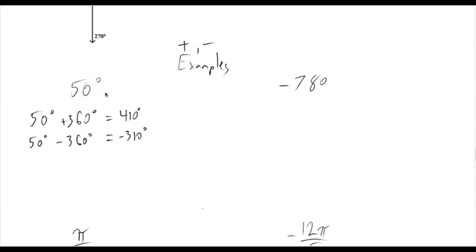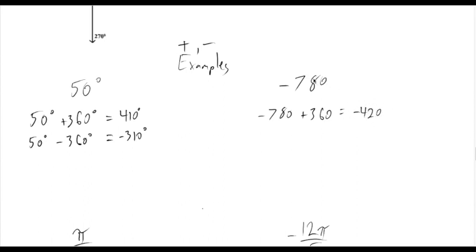So these are both coterminal angles that share the same terminal side as the 50 degrees. Looking at this next problem, again I want to find a positive and a negative, but since this one's so far negative, I'm going to take the negative 780 degrees and start by adding 360 to it. Doing that, I get negative 420. So that could be my negative.